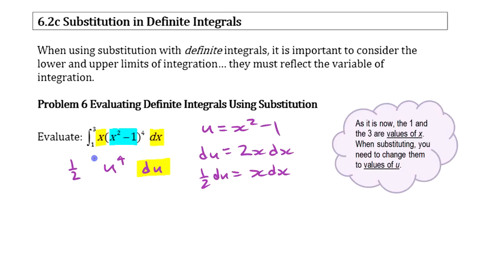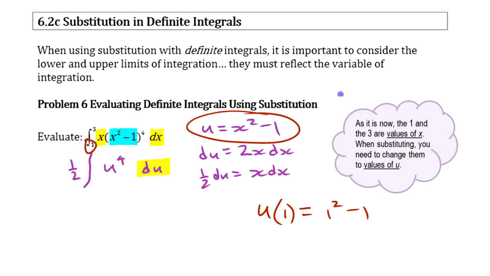Alright, so we can't use 1 and 3 there because they're x values. What we are going to do instead is figure out what the corresponding u values are. So we're going to look down here: if we want to know what u at 1 is, because that's our lower limit, the u value for 1 is 1 squared minus 1. I'm just using this, which we started the whole thing with, so that's 0, of course. And then we want to know what u at 3 is up here. Well, it's 3 squared minus 1, which is 8. Alright, so we're going to put that in. We're going to go from 0 to 8.